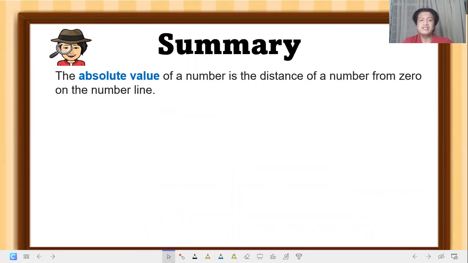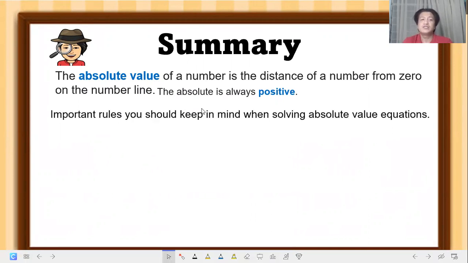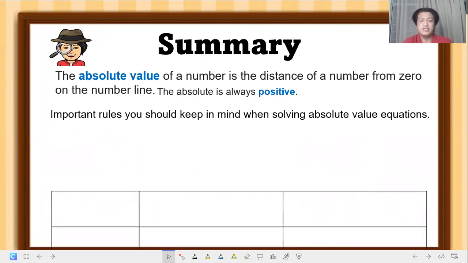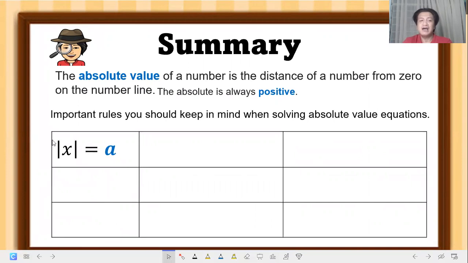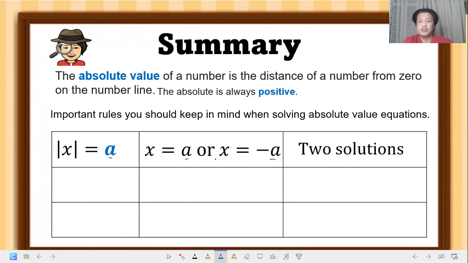So let's summarize. The absolute value of a number is the distance of a number from 0 on the number line, regardless of the direction. And the absolute value is always positive. So take note, the important rules you should keep in mind when solving absolute value equations. Meron tayong tatlong kailangan tandaan. If the absolute value of x is a, ibig sabihin kapag naging positive po ito, kapag sinimplify natin, ang gagamitin natin dyan, yung property. Ibig sabihin, yung isa ay positive, yung isa ay negative. Yun yung property natin. And meaning to say, there are two solutions.